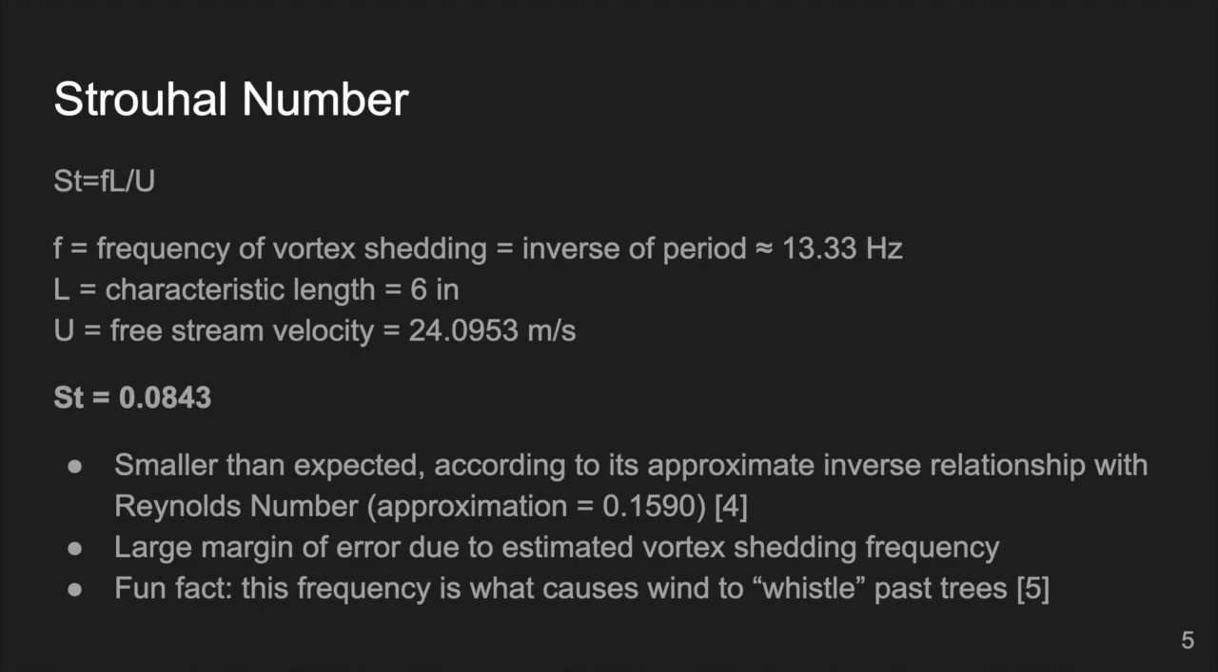This is smaller than expected, according to an approximation of the Strouhal number that is 0.198 times the quantity of 1 minus 19.7 over the Reynolds number. However, this is only an approximation, and there's a large amount of error just from the crude calculation of the vortex shedding frequency from timing a slow motion video.